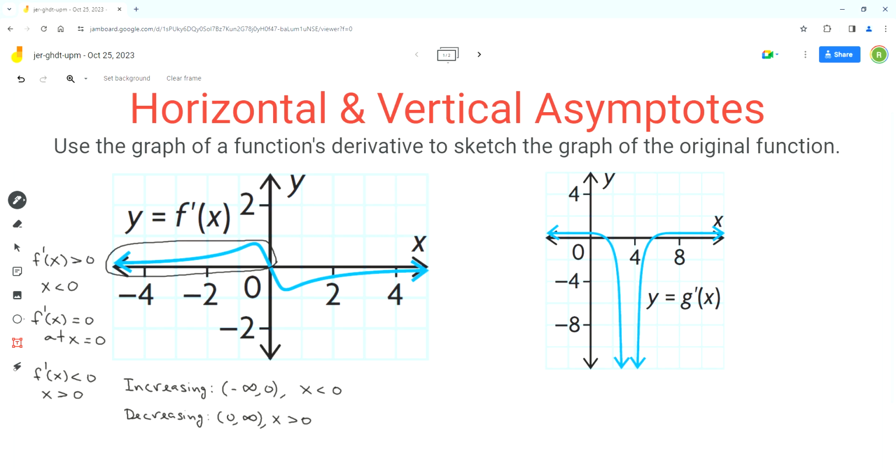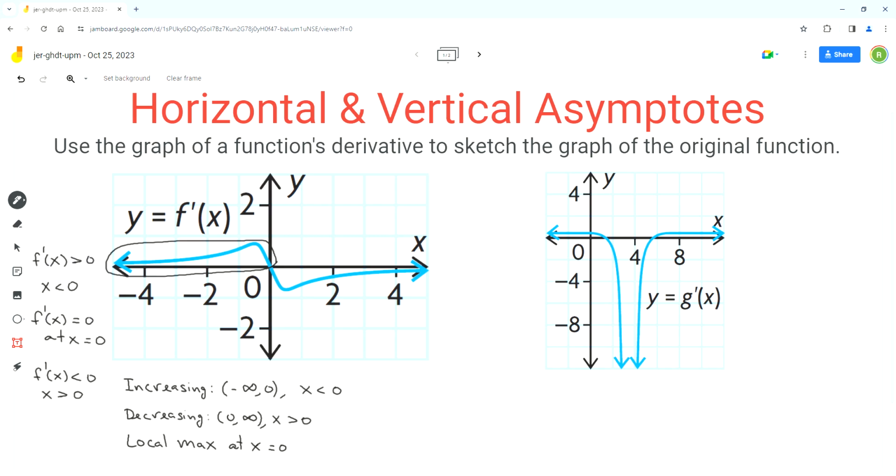Now at x equals 0, the derivative is equal to 0, and to the left side of that point the function is increasing, and to the right side the function is decreasing. That means the function f of x has a local maximum at x equals 0, because at x equals 0 the derivative is 0. The derivative means the slope of the tangent to the function. So we can use all of this information to sketch f of x.